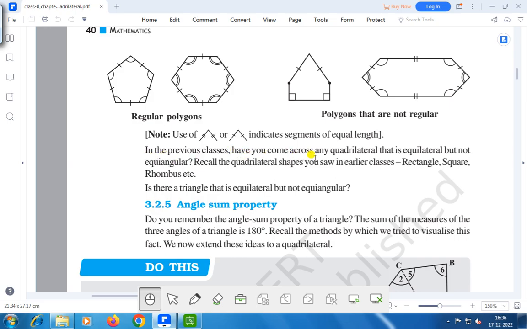In the previous classes, have you come across any quadrilateral that is equilateral but not equiangular? Recall the quadrilateral shapes you saw in earlier classes: rectangle, square, rhombus, etc. Is there a triangle that is equilateral but not equiangular? No, it cannot be possible.